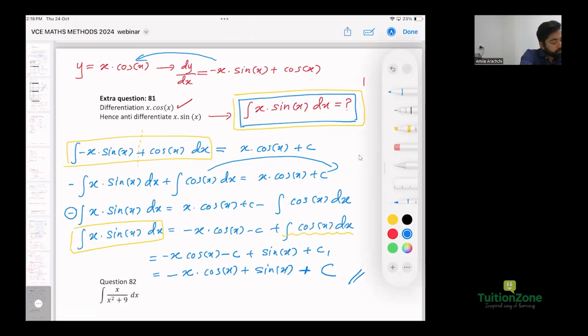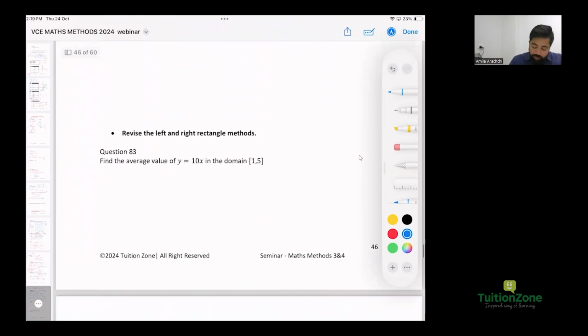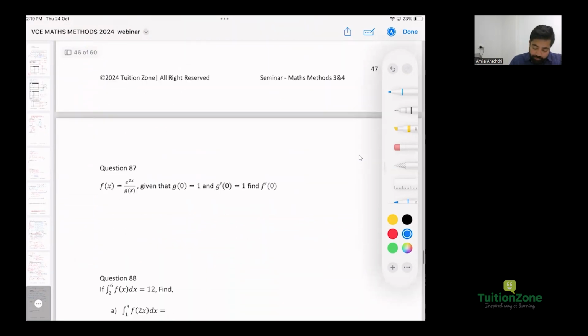let's see, question number 88. After this one, question number 88. So read, think, and try. Question 88. Let's move on to 88.